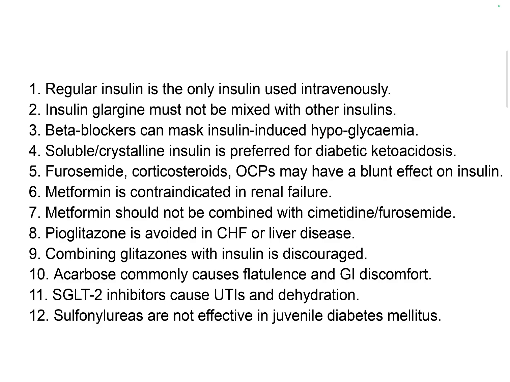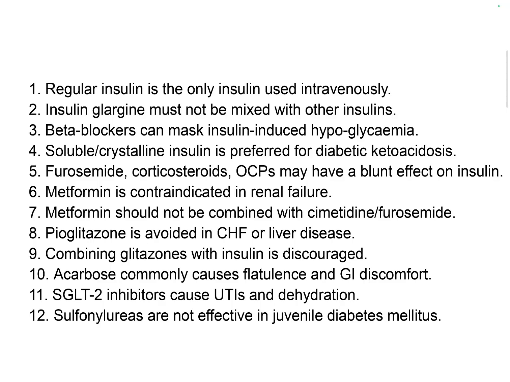And OCPs, progestins, and to a lesser extent estrogens, which are components of OCPs, can induce peripheral insulin resistance and alter carbohydrate metabolism, requiring a dose increase for diabetic patients. So all three of them have a property of inducing insulin resistance. That's why they may have a blunting effect on insulin.